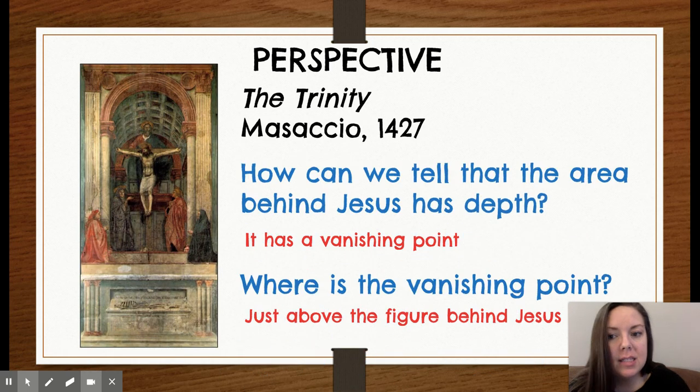So if we look at this, this is a painting called The Trinity, another by Masaccio from 1427. How can we tell that this area has depth? So we see behind here, we can tell that there is recession. There is an area behind the body of Christ. So it has a vanishing point. And where is that vanishing point? It's towards this figure behind Jesus. Everything is receding to that point right there.